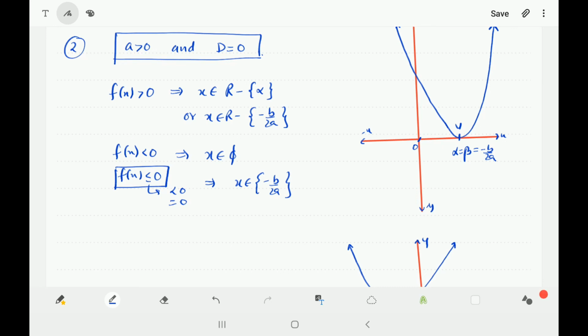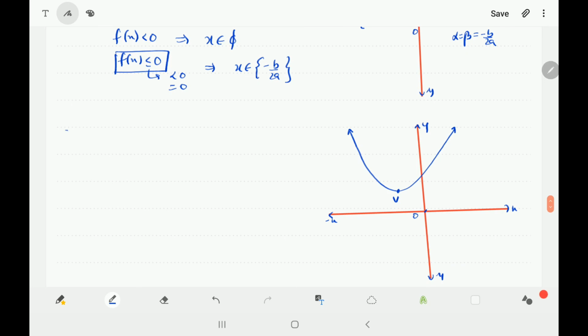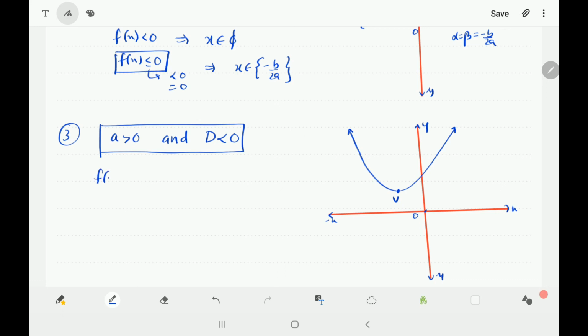Okay, now moving on to the third case. In this case also the parabola is upward, but the graph is not intersecting the x-axis. So it is very clear that this graph does not have real roots. So this is the case when a is greater than 0 and simultaneously D is negative. If I ask what are the values of x for which f of x is greater than 0, then the answer will be x belongs to R. For the complete number line, f of x is positive.